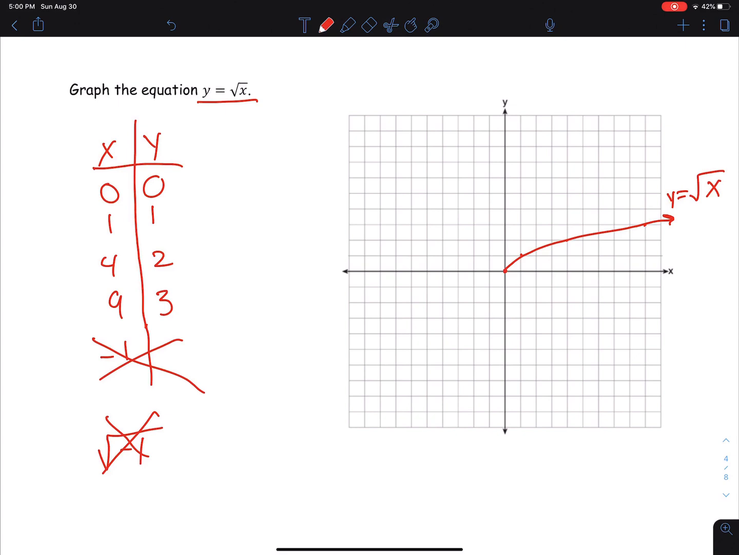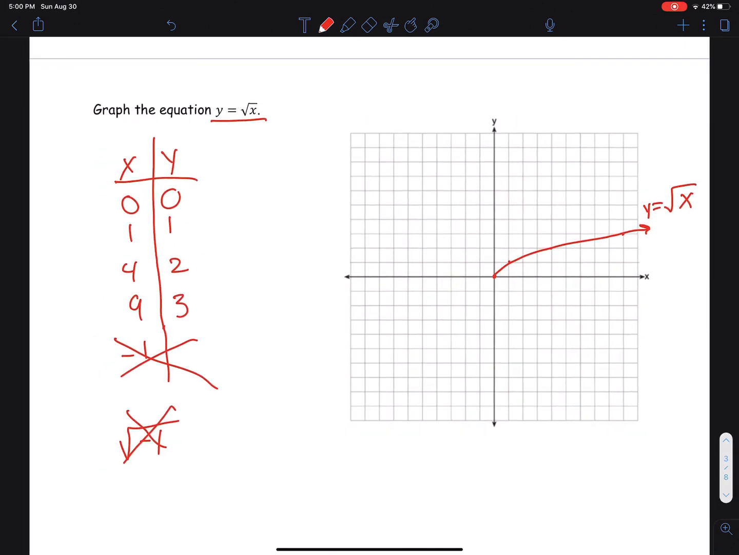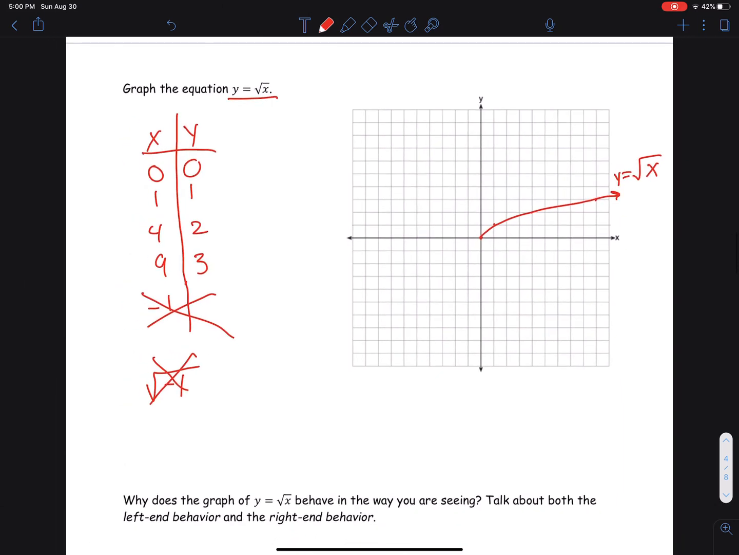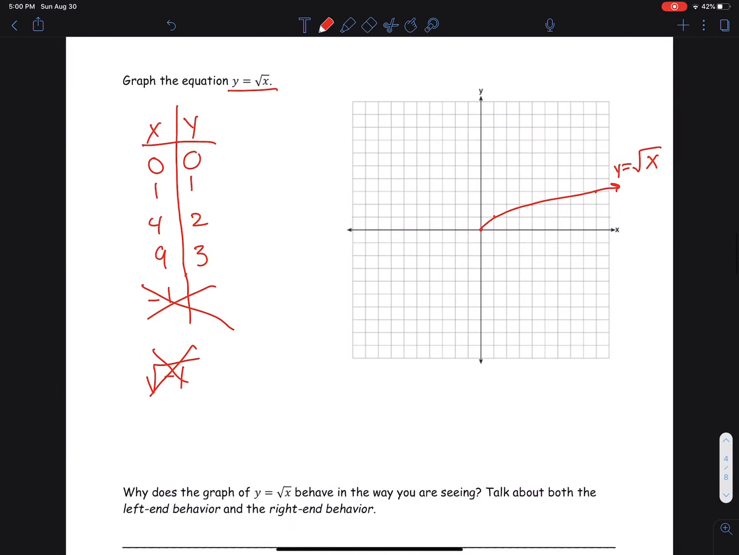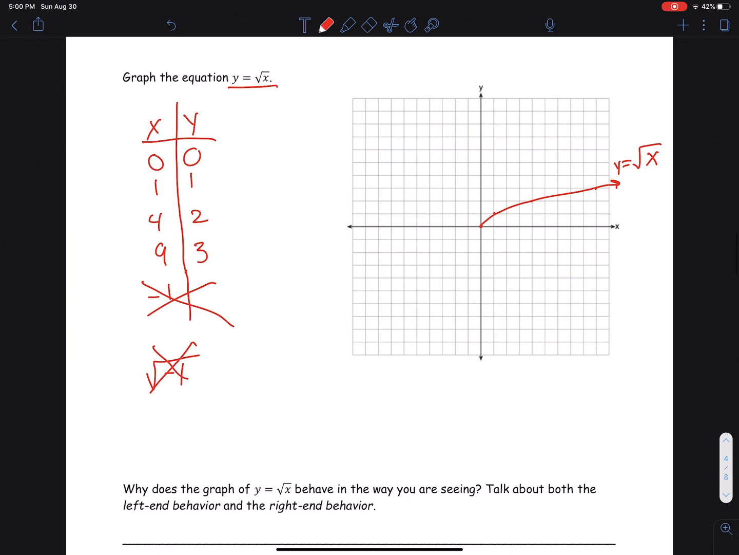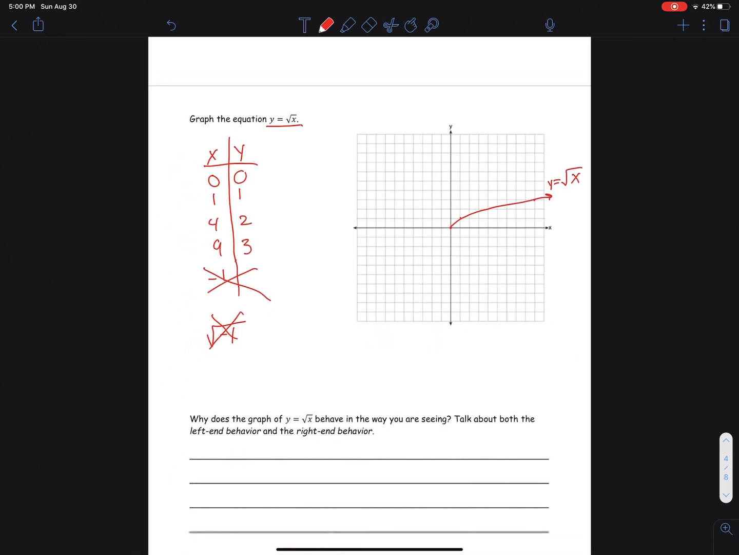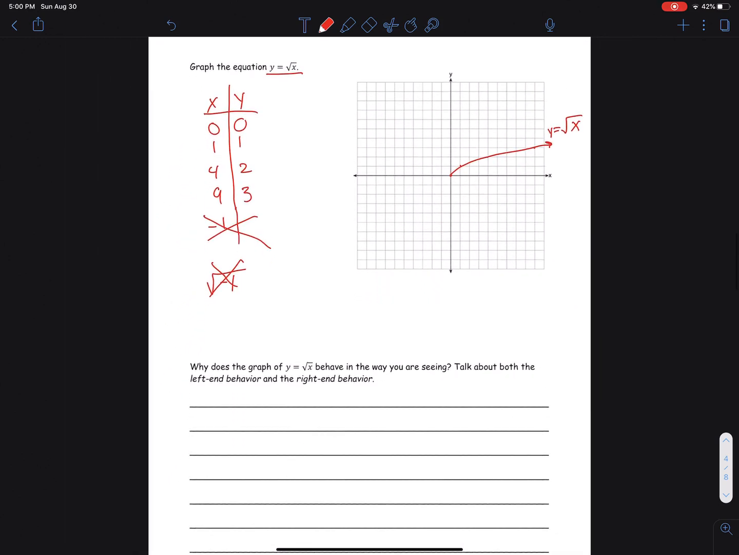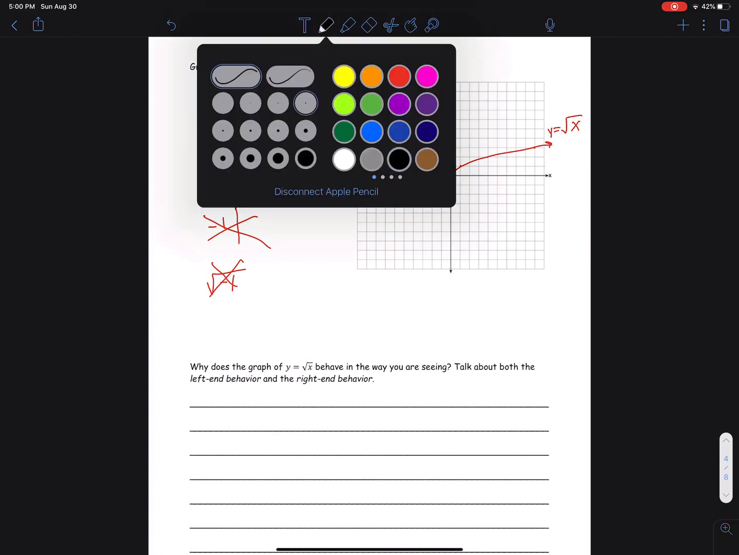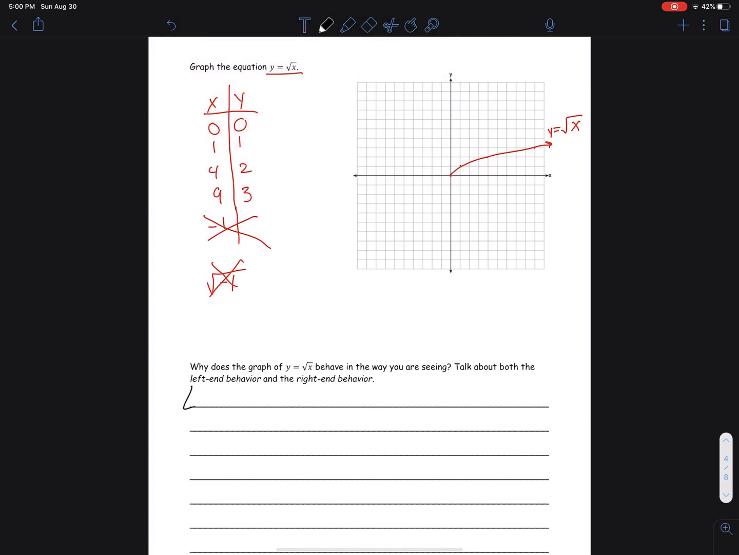So let's talk about the end behavior. Why does the graph of y equals radical x behave in the way you are seeing right now? Make sure you talk about the left end behavior, and let's also talk about the right end behavior. So first off, let's start with the left end behavior.